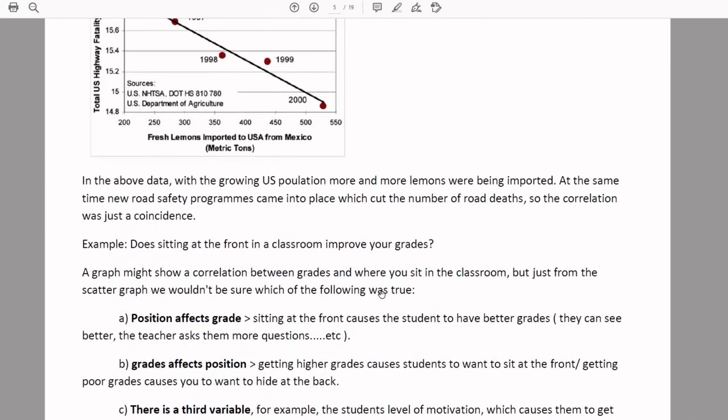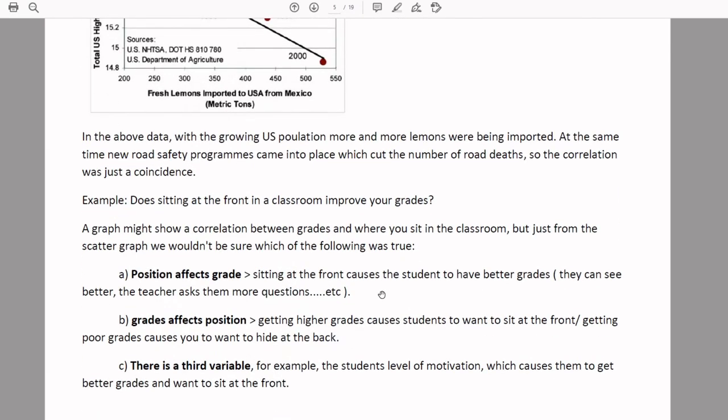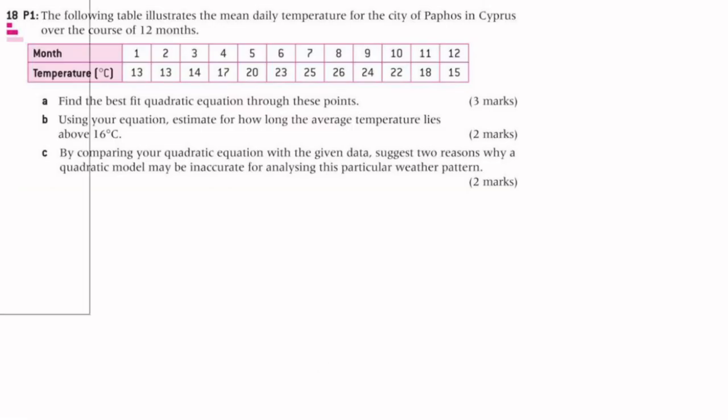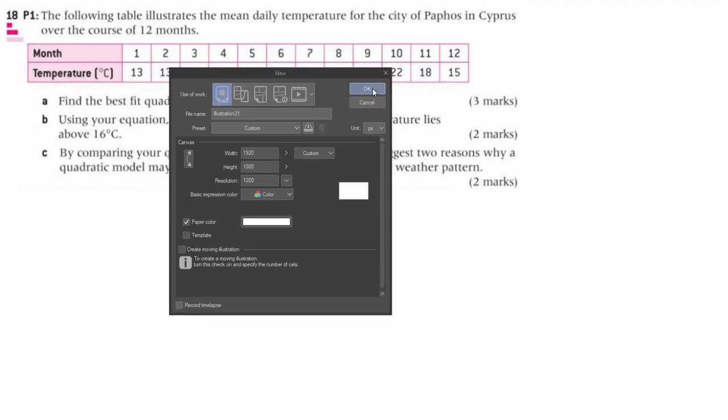Okay. Now, I thought I'd use this example here. It's quite interesting. Does sitting at the front in a classroom improve your grades? There have actually been some studies done on this, and they've had different conclusions. Let me just show you. So, oops, not this actually. I'll just give you a new page here. Sorry, it's a bit of listening at the moment, but later on we'll do some kind of activity.